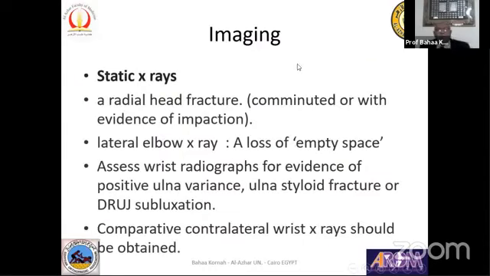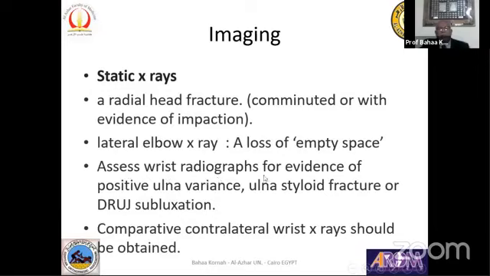So what about the imaging? We have two types of imaging: static X-rays and dynamic X-rays to elicit forearm instability. In the static X-ray of the radial head fracture, if you see that it is comminuted or with evidence of impaction, this raises the index of suspicion. The lateral elbow X-ray is very important. There is a loss of the empty space, the space between the radial head and the capitellum.